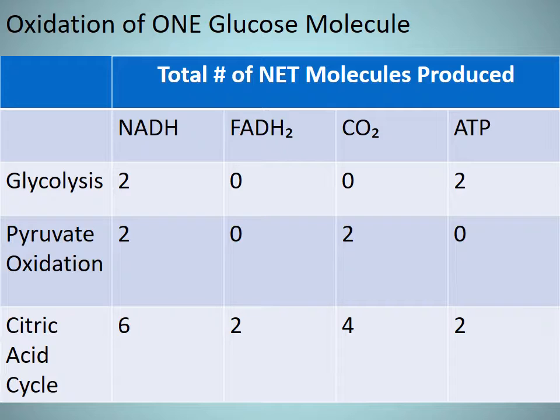Taking a look at the oxidation of 1 glucose molecule so far, we haven't even discussed the electron transport chain yet, but this is something that you are probably going to have to fill in as a test question. It will look something like this. How many NADHs are formed as a result of each of the stages? How many FADH2s are formed as a result of each of the stages? CO2 and ATP. Again, I asked for the total number of net molecules. So you would say for ATP here, for glycolysis, you would say 2, not 4. Remember, that's 2 net ATP molecules, not 4.